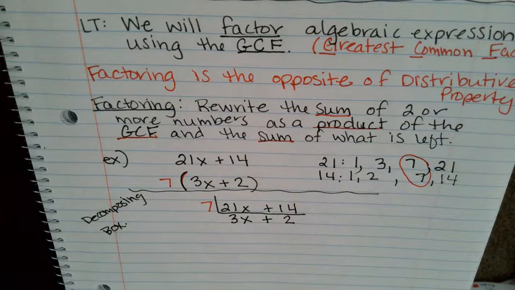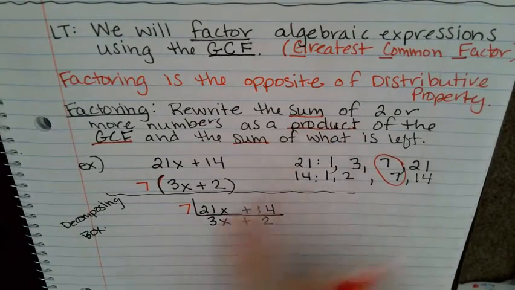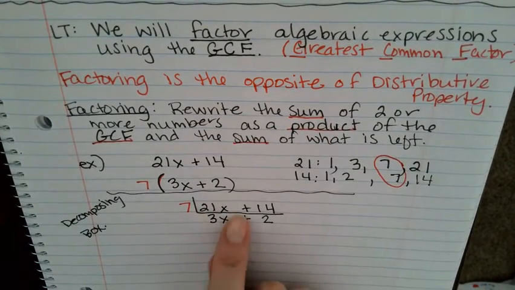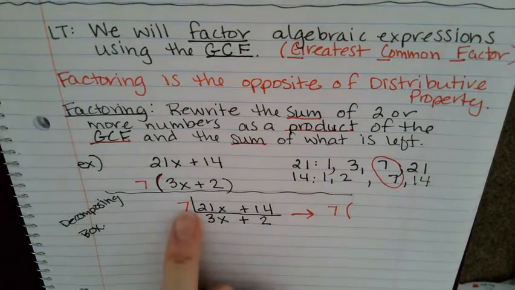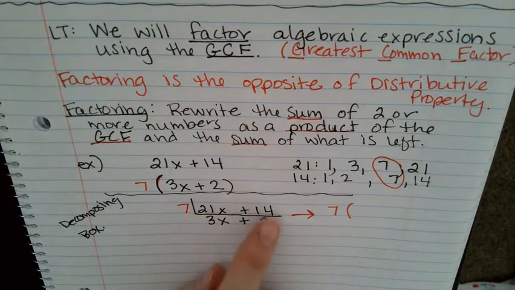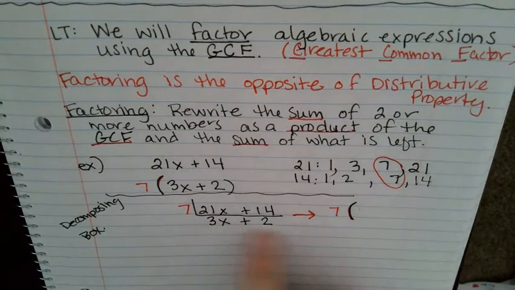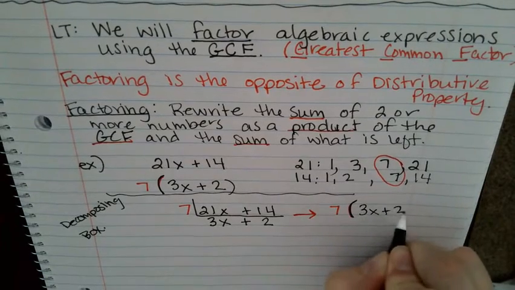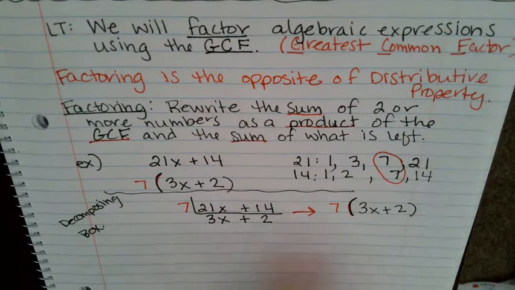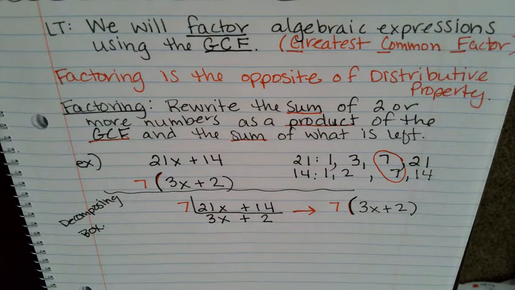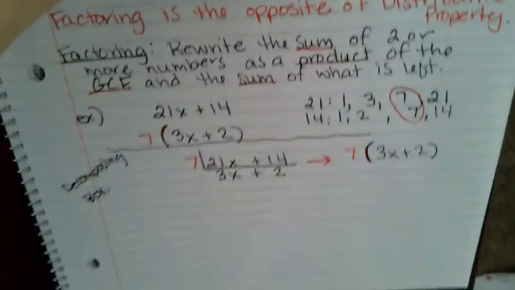So now what I'm going to do is rewrite this as a product of the greatest common factor and the sum of what's left. So that means I put the 7 on the outside of the parentheses because this is what I pulled out. This is the greatest common factor of these two numbers. And then I'm going to write the sum of what's left, 3x plus 2. Okay, so the greatest common factor goes on the outside. The sum of what's left goes on the inside.